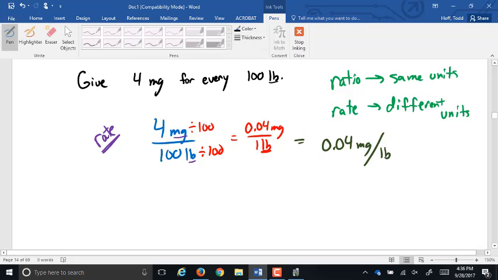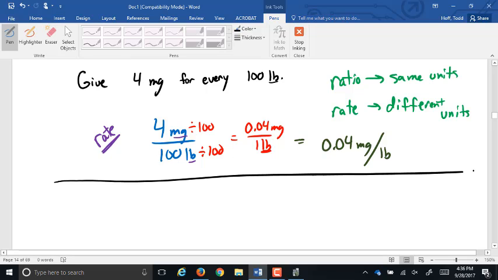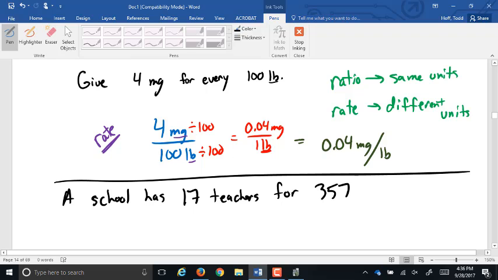Let's say I give you the example of a school that has 17 teachers for 357 students.